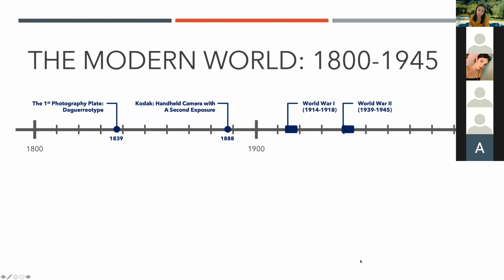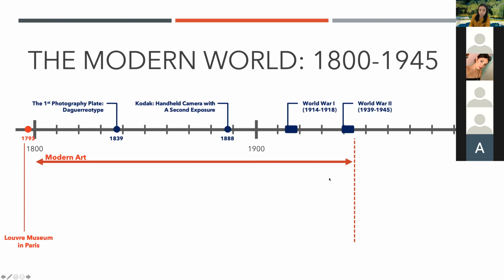So many scholars agree that modern art started from the Louvre Museum in 1793, and it ended after World War II, like this. So this time period, from the Louvre Museum's foundation to the end of World War II, is called modern art. After World War II, we can say all the art movements are postmodernism or contemporary art.